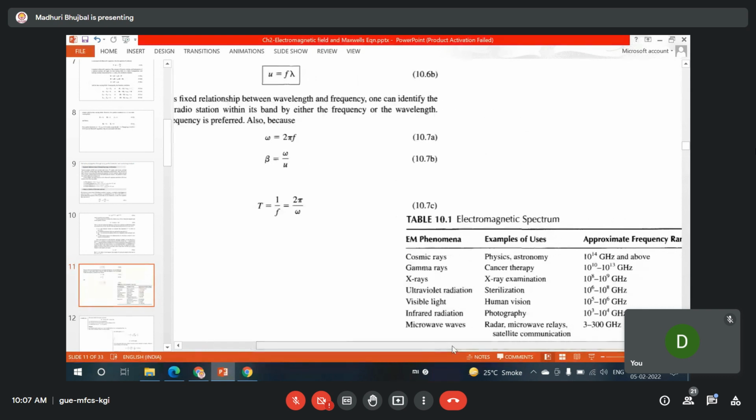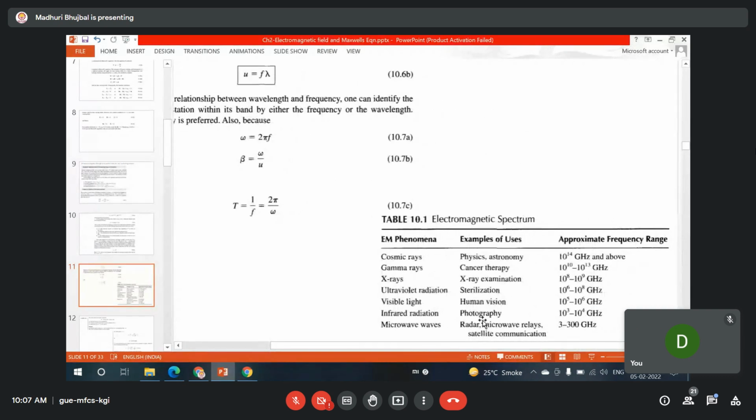Now next, just see this table 10.1, that is the electromagnetic spectrum. What are the different electromagnetic waves, which phenomenon, what are examples of uses, meaning where they are used, and what is the approximate frequency range. So just see this table. Cosmic rays: what is the example of uses? Cosmic rays are used in physics and astronomy. What is the frequency of it? It is 10 raised to 14 gigahertz. That means it is very high, so 10 raised to 14 gigahertz and above.